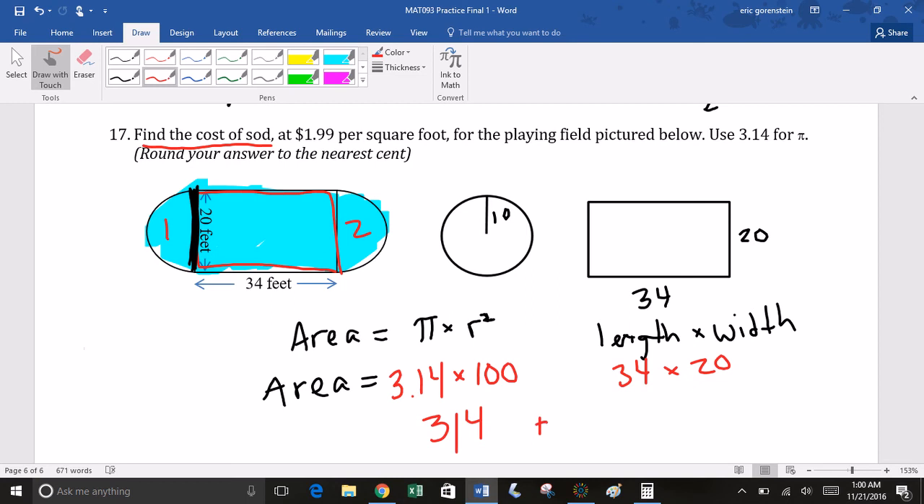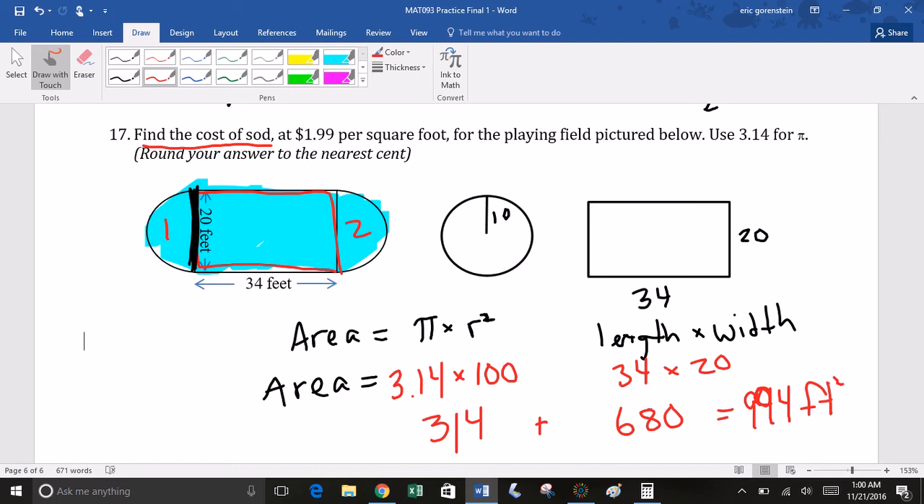And for our rectangle, 34 times 20 is 680. Okay, so our total area that we're working with between the two half circles and the rectangle in the middle, that's going to be a total of 994, and our units are square feet.